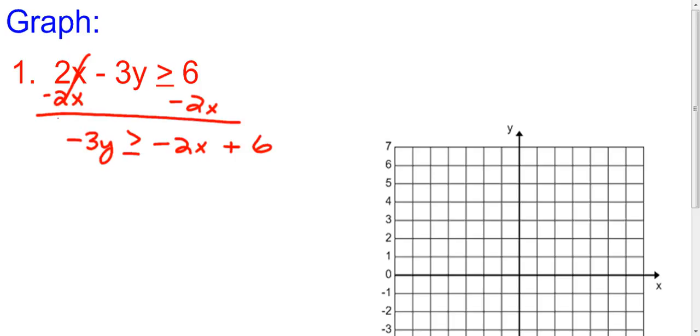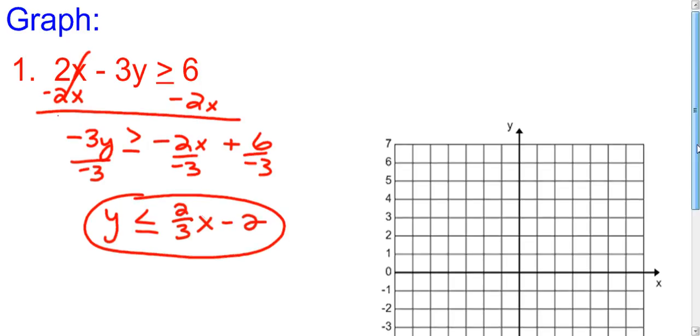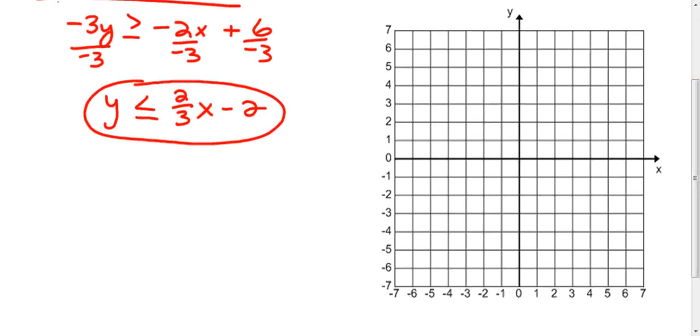Now to solve for y or get y by itself, I would need to divide by negative 3. And because I am dividing by a negative, I do need to switch the direction of the inequality symbol. So that leaves me with y is less than or equal to, and a negative divided by a negative is a positive 2/3 x, and then 6 divided by negative 3 is negative 2. So here is our function in y equals mx plus b form, which hopefully you can see better now is a line. Okay, so we're going to go ahead and graph that.